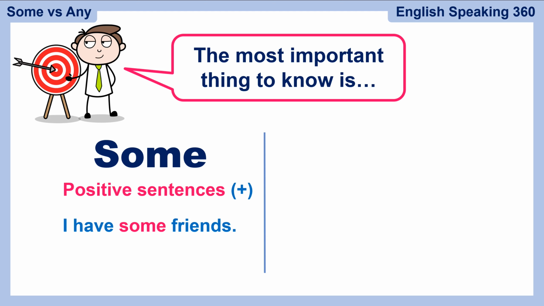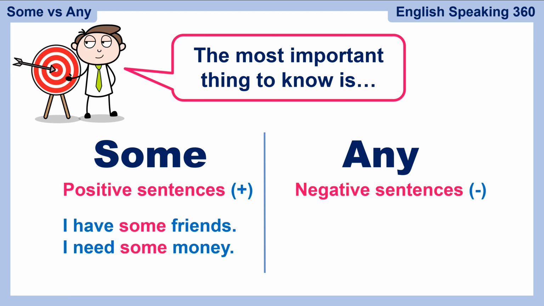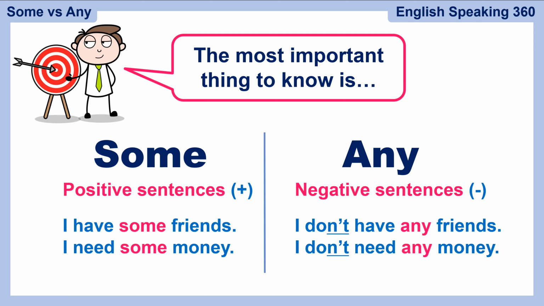For example, I have some friends, or I need some money. On the other hand, any is used with negative sentences, like I don't have any friends. I do not have any friends, so the sentence is negative. It requires any. I don't need any money. Nobody would say this sentence, but hey, it's an example. I do not need any money. Negative sentence, you use any.